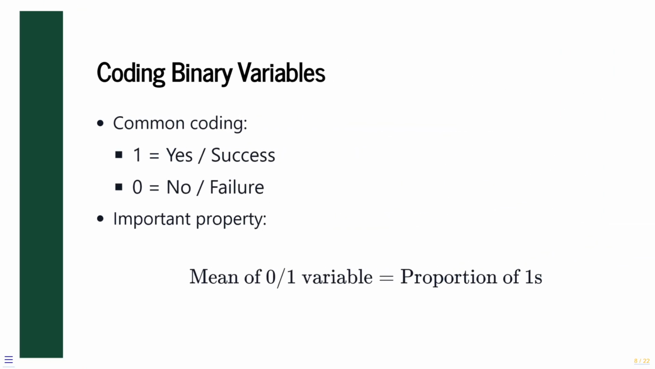It is common to code binary variables numerically using 1 for yes, or success, and 0 for no, or failure. This coding does not turn the variable into a truly quantitative one, but it allows us to compute proportions conveniently. In fact, the mean of a 0-1 coded binary variable equals the proportion of observations coded as 1. That is a powerful and elegant result. When we compute the mean in this setting, we are not calculating an average magnitude. We are calculating a proportion. This gives the mean a very clear and interpretable meaning.